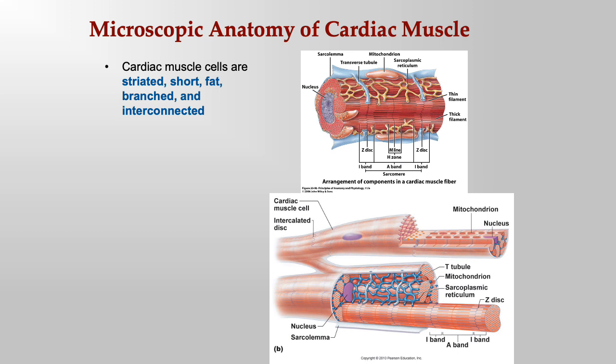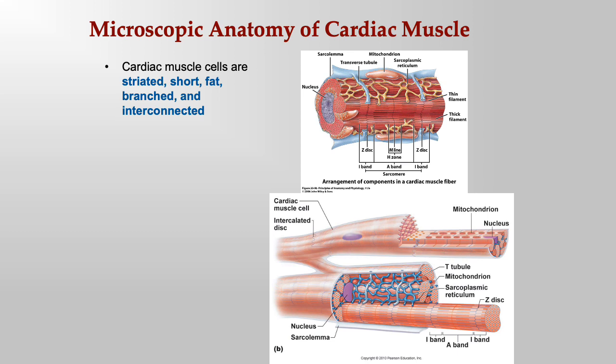Let's take a look at what that means. Striated, just like skeletal muscle, remember? It has the A band and the H zone and the I band and so on. That's all because of the same things. Short, so these muscle fibers are shorter than skeletal muscle and they're thicker. They're also branched and interconnected.